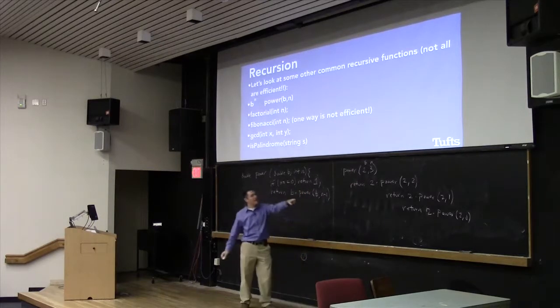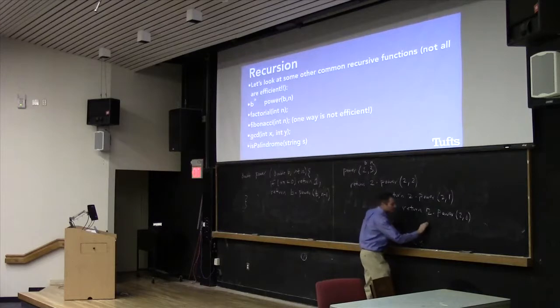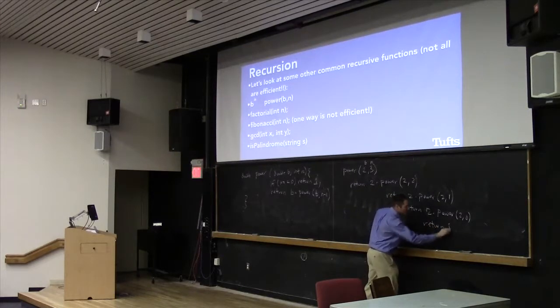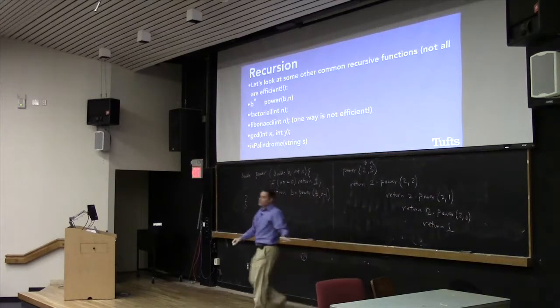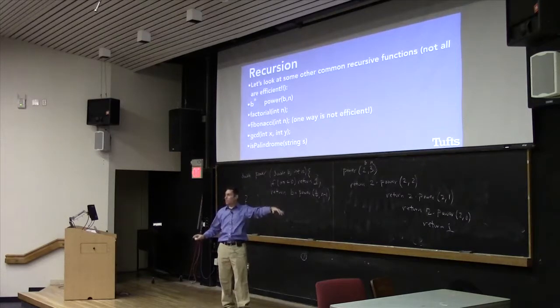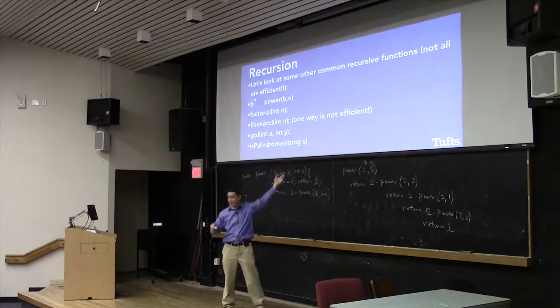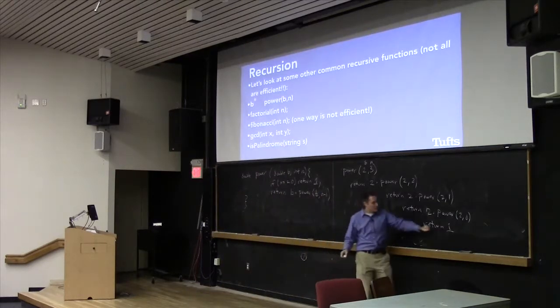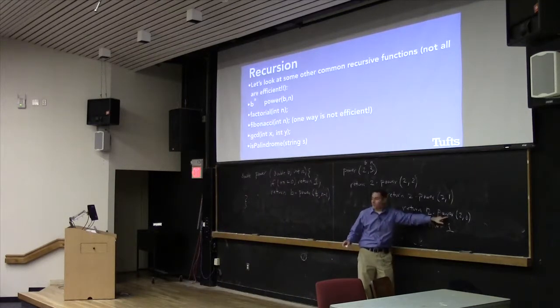Is n equal to 0? It is. So this returns 1. OK. So what this means is now we got to go backwards. And we're done. We're not calling power anymore. So we can look and we can say, OK, look, return 1. That means that this part was equal to 1.